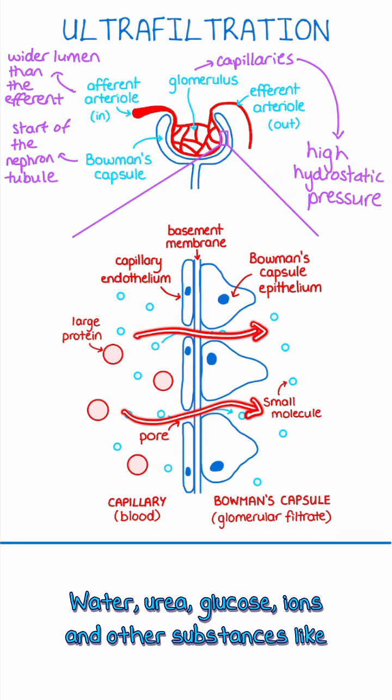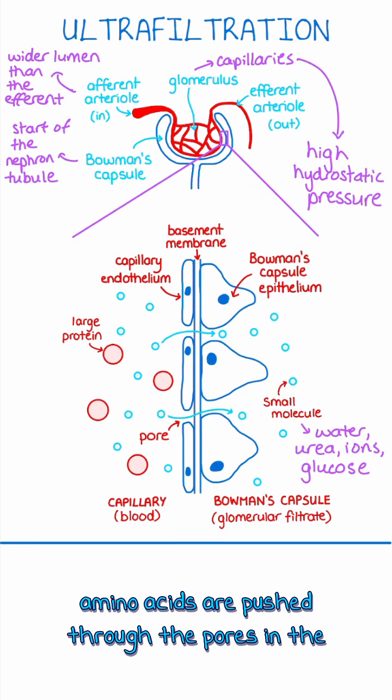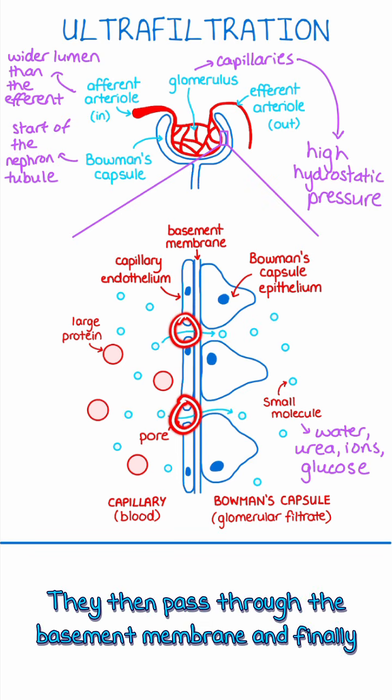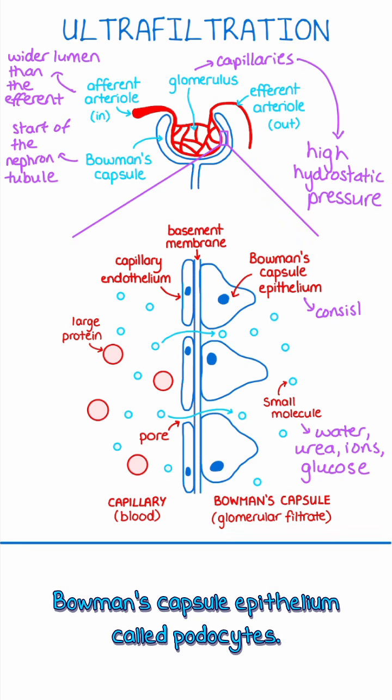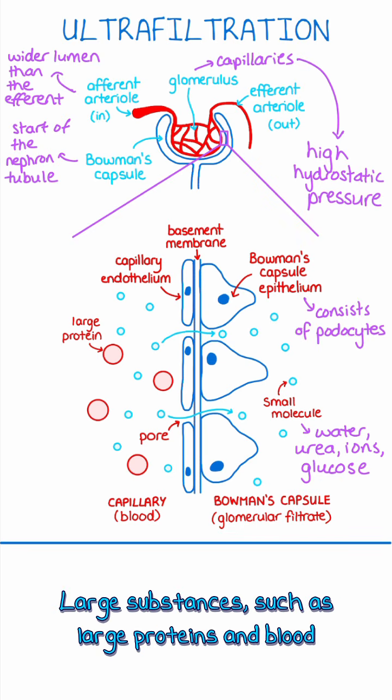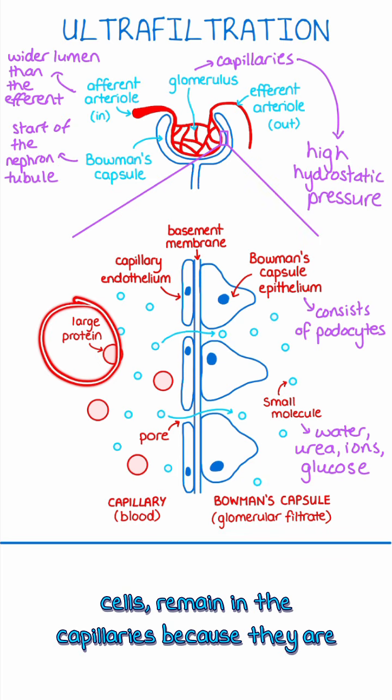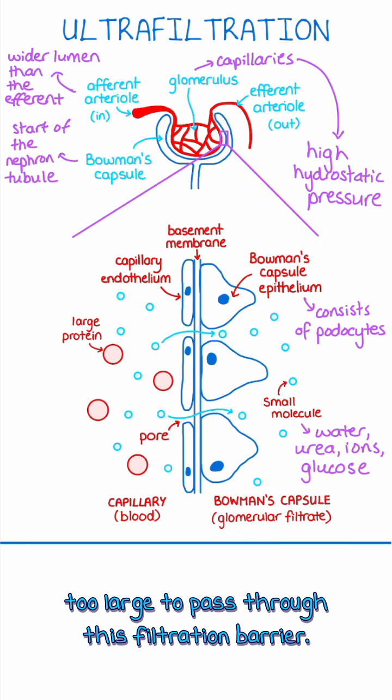Water, urea, glucose, ions, and other substances like amino acids are pushed through the pores in the capillary endothelium. They then pass through the basement membrane and finally through gaps between specialised cells in the Bowman's capsule epithelium called podocytes. Large substances, such as large proteins and blood cells, remain in the capillaries because they are too large to pass through this filtration barrier.